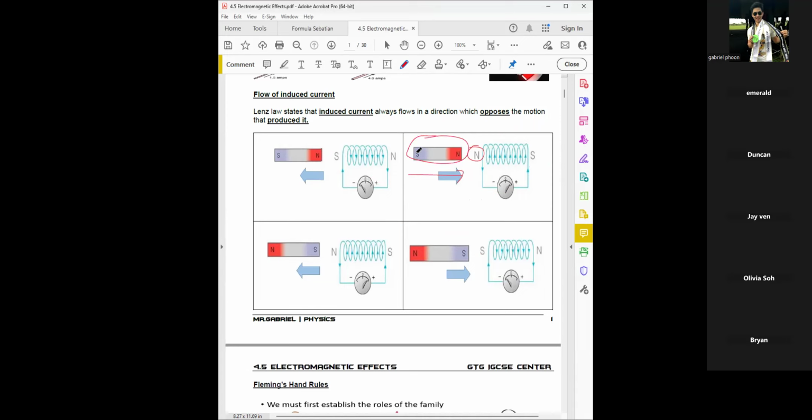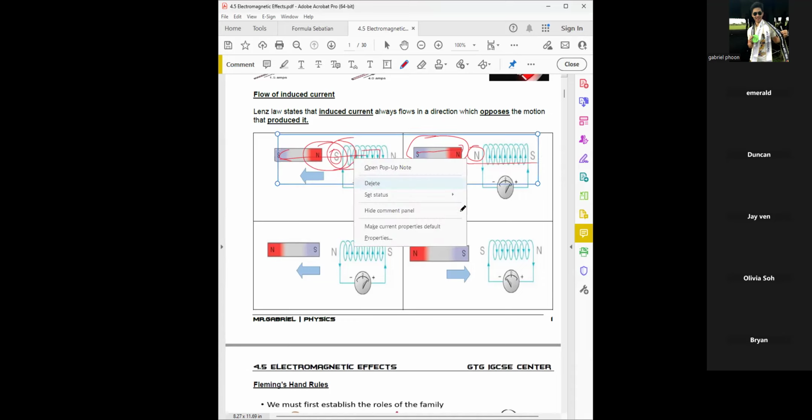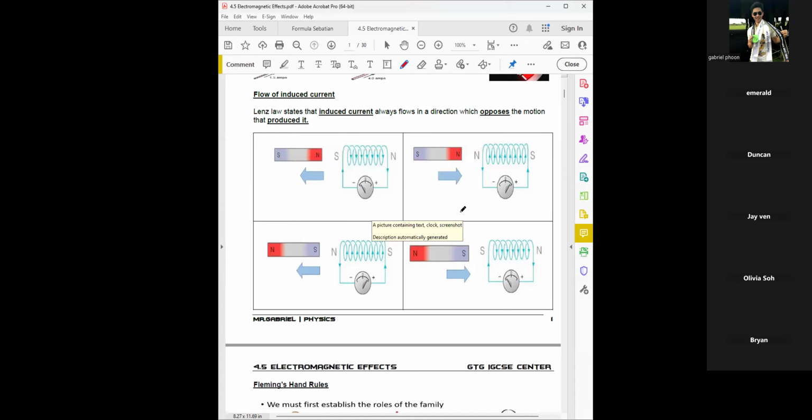So you got to imagine, when I try to go in, this thing will oppose my motion. But when I try to leave, means to say the magnet is already inwards. When it tries to leave, this thing will try to oppose my motion and attract me backwards. So when it goes in it's NS, and when it comes out it's SN. Yeah. You get it? Yeah, get it.